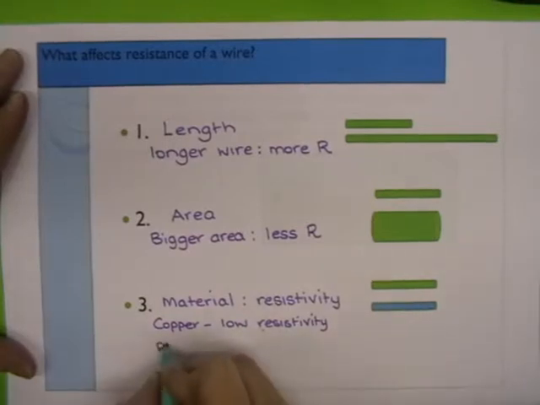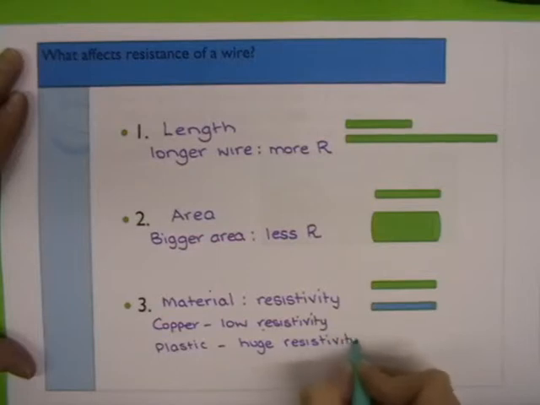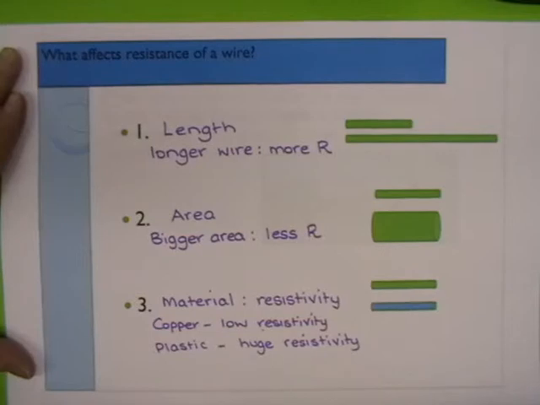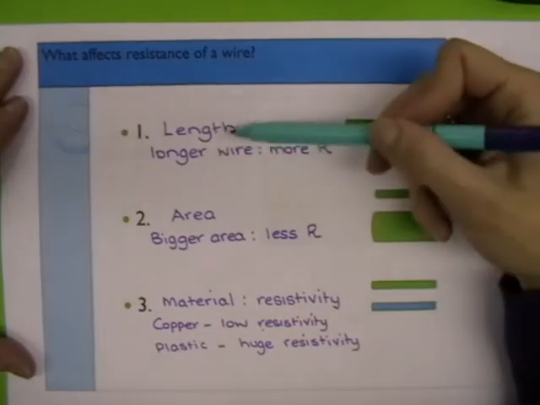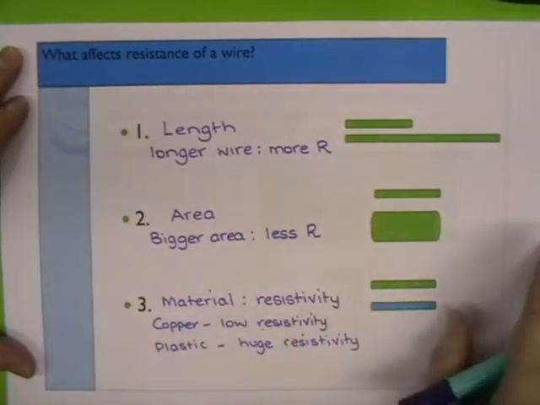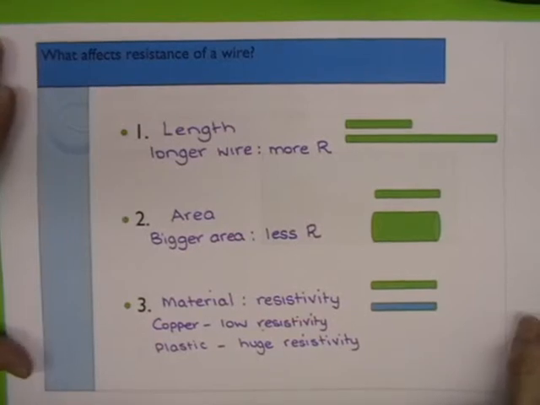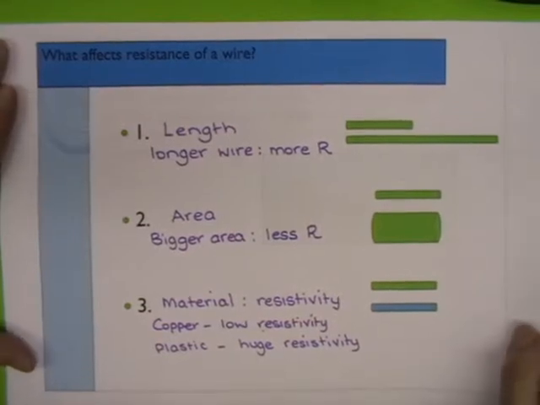But something like plastic would have a huge resistivity. It's got very, very few free electrons and very little chance of allowing current to flow. In other words, it's got a huge resistance. So the 3 factors are length, area, and the type of material, and the property associated with that is called resistivity. The resistivity of a material, no matter how much of it you have, is always the same. It's just like the density of something always stays the same. It's a property of the material.